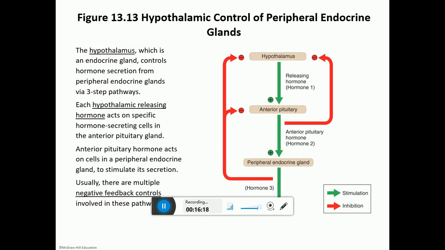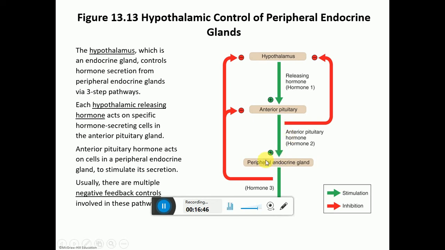So here you can see a little diagram showing the control of the hypothalamus over the anterior pituitary. Again, the hypothalamus is going to make what are known as releasing hormones. These releasing hormones stimulate, so all of these green arrows are stimulations and the pluses. The releasing hormone will stimulate the anterior pituitary. Now that anterior pituitary is going to make a second hormone, for example, TSH or thyroid stimulating hormone.